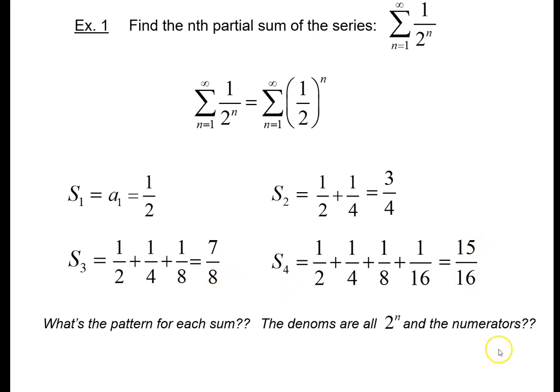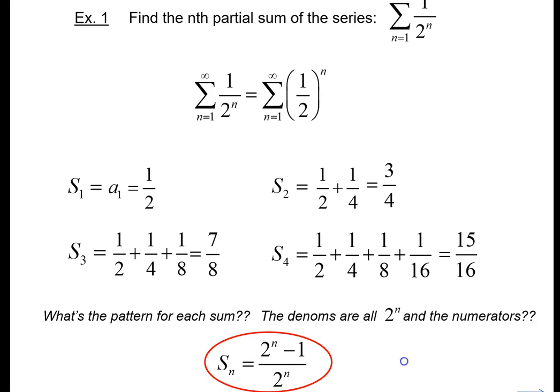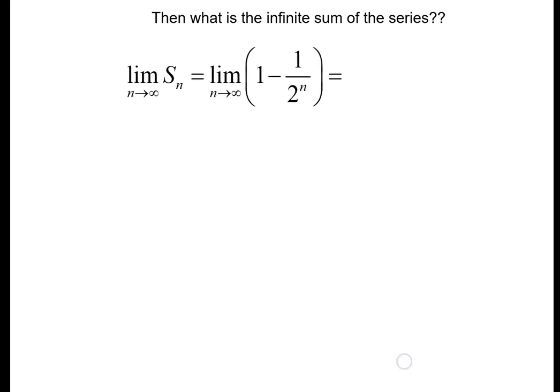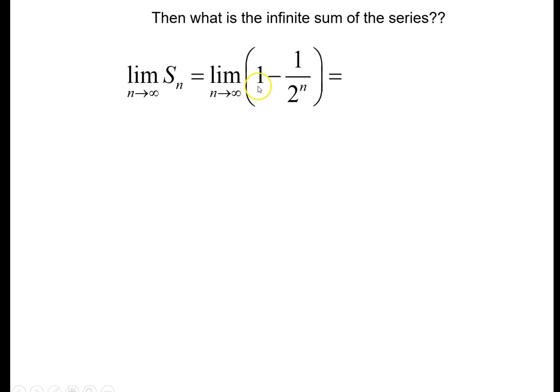And notice the numerator is 1 less than the denominator. So we could express the nth partial sum as the expression 2 to the n minus 1, all over 2 to the n. What is the infinite sum then for that series? To get the infinite sum, that would mean we would take the limit of the nth partial sum. So let me go back for just a second. Remember, this was our expression for the nth partial sum: 2 to the n minus 1 all over 2 to the n. Notice that that can be simplified into 1 minus 1 over 2 to the n.